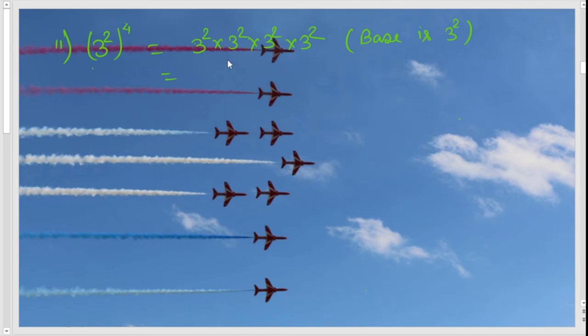right? Now all the bases are same here. So here the base became 3 and although the base is same, so the exponents are added. So 2 plus 2 plus 2 plus 2. Now it can be written like 3 to the power 8. So it can also be written like 3 to the power 2 into 4. With this example, we have understood that when the power is powered, both the exponents are multiplied.